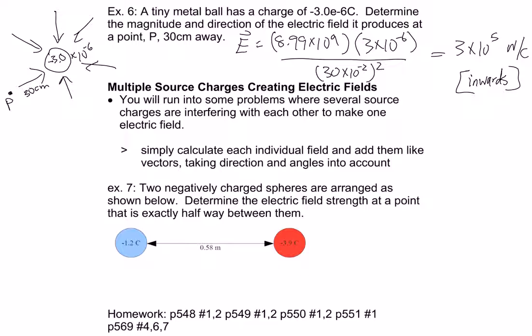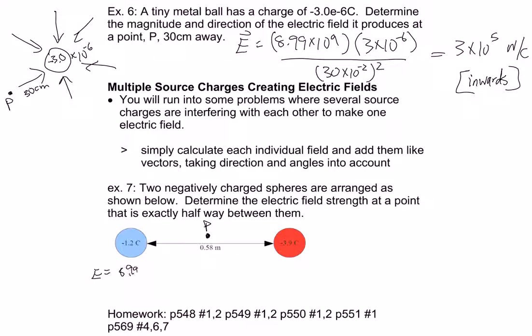One last quick example. So what happens if we have more than one charge? Just like we just finished doing in the last unit, it works exactly the same way. So for this example, we got two negatively charged objects. The question is, what's the electric field strength that's exactly halfway between? So if our point P is halfway in between, what we want to do then is use the formula. So we'd figure out our electric field for the one on the left.